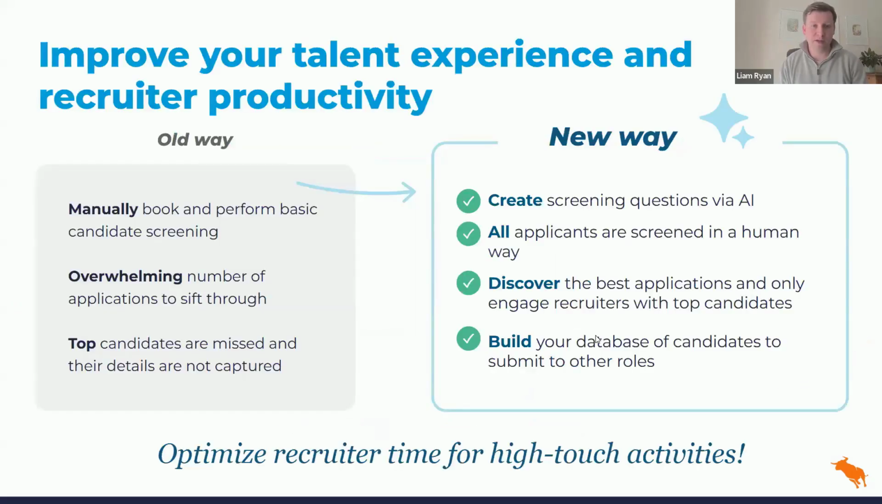Next slide, please. So if we just want to compare and contrast the old way of how we manually do things today and the new way. Today, I'm manually booking, performing basic candidate screening, with the whole fury of going through scheduling and different email threads, having to get candidates to do a screening which might not be at the right time for them. There's a huge, overwhelming number of applications to sift through, and ultimately many applications don't even get read, to be honest with you, and top candidates are effectively missed and the details are not captured.